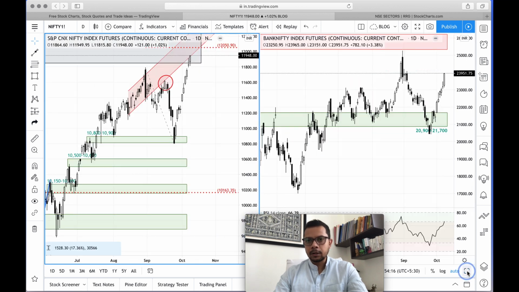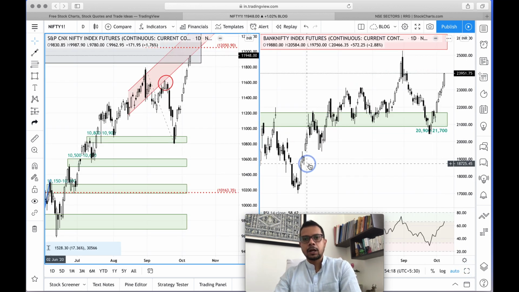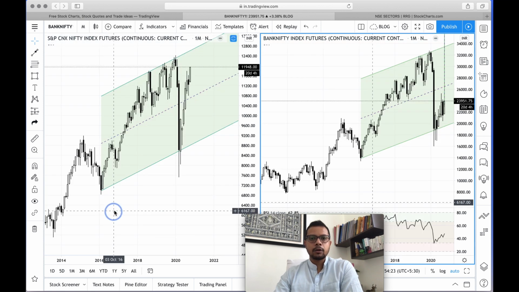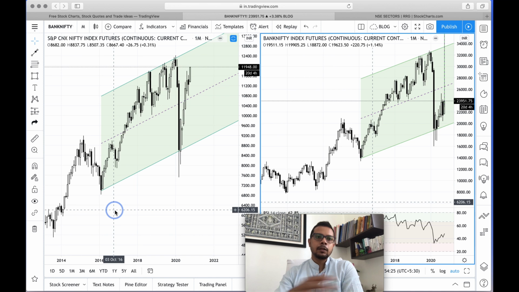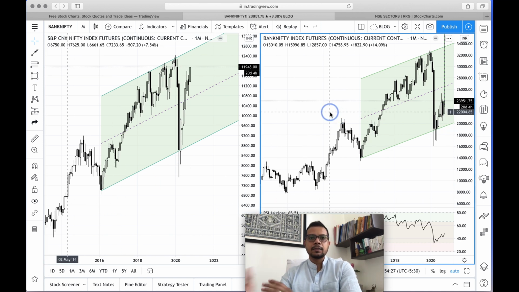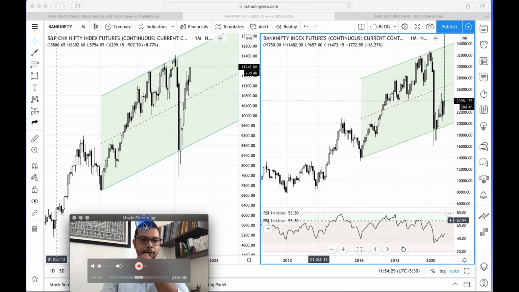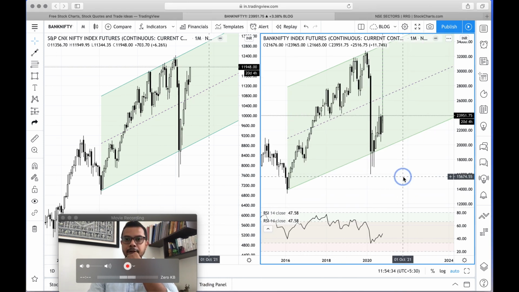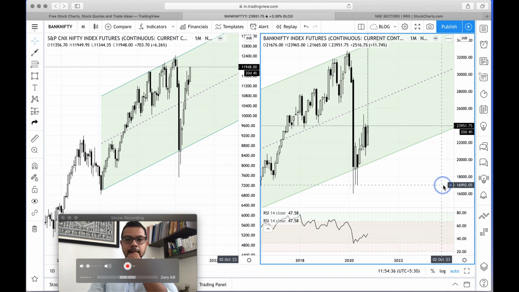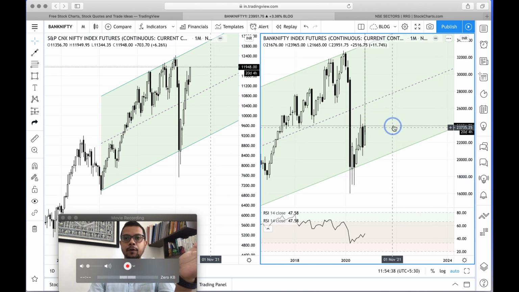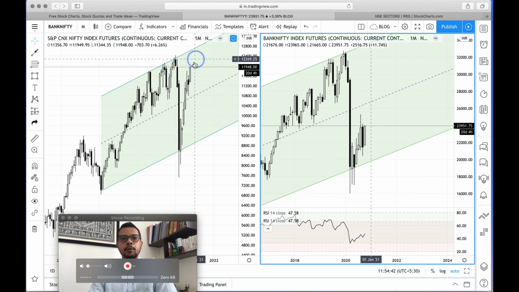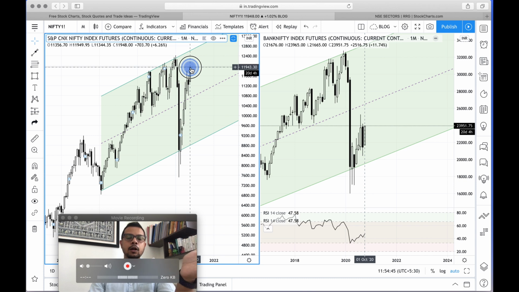Now what I'll do is, on my right hand side chart, you can see Bank Nifty. I will open the monthly chart. On my left hand side is monthly Nifty. On my right hand side is monthly Bank Nifty. Now, if you come to the Bank Nifty chart, you can clearly see the degree of underperformance, where Nifty stands right now and where Bank Nifty stands.